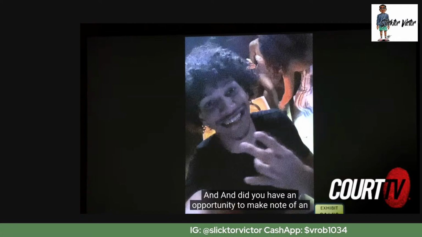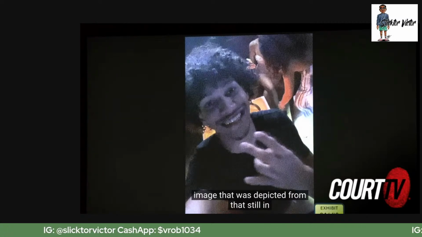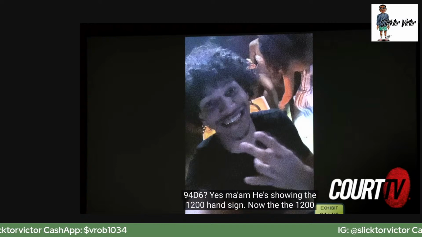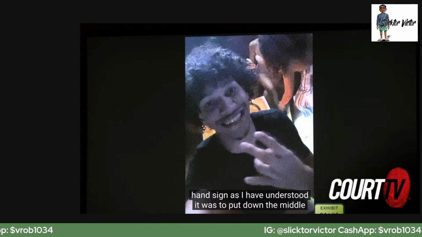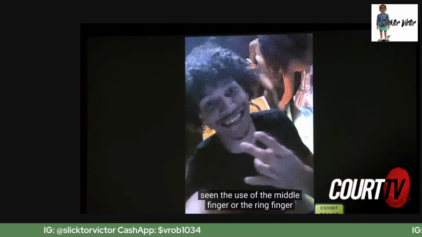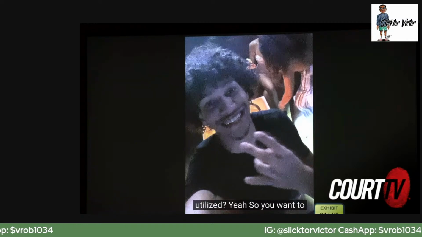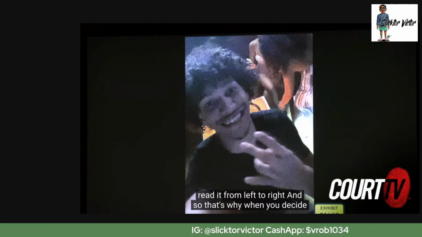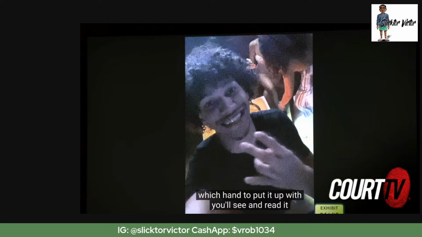Now, the 1200 hand sign, as I have understood it, was to put down the middle finger. Have you, in your investigations, seen the use of the middle finger or the ring finger utilized? Yeah, so you want to read it from left to right. And so that's why when you decide which hand to put it up with, you'll see and read it differently. Is that completely consistent across all 1200 gang members, or are different techniques utilized for different members?